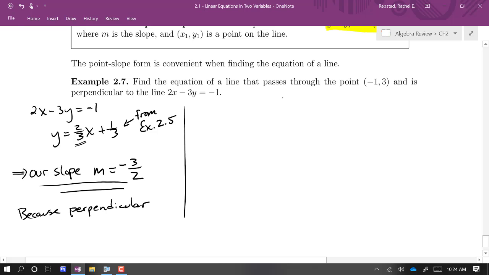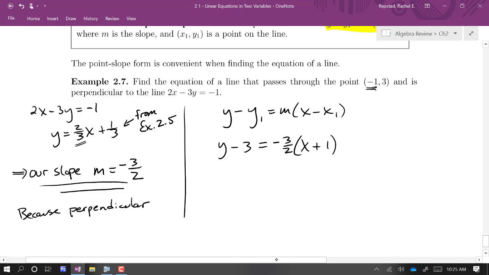They gave us a point. Now I'm just going to begin by writing this equation, y minus y1 equals m times x minus x1. I'm going to plug in my known coordinates, x1 and y1, and the known slope. So we get y minus 3 equals negative 3/2 times, parentheses, x minus a negative 1, so that'll be a plus 1. Now, if a problem does not specify the form that they want the equation of a line to be in, it's okay to leave it in this point-slope form.